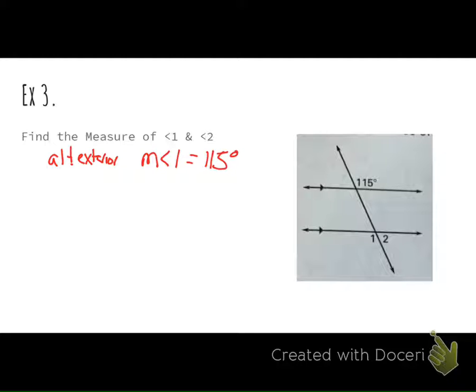What is the relationship of angle 1 and angle 2? Not vertical. They're linear pairs, which means they're going to add up to 180. So we have 180 minus 115, which equals 65 degrees. Nice job, guys.